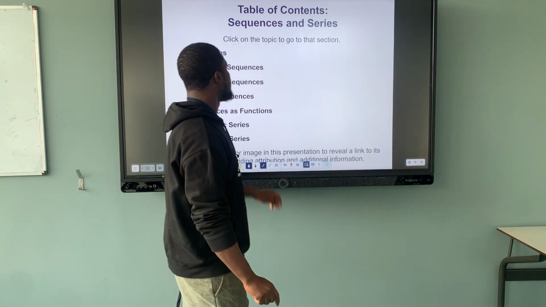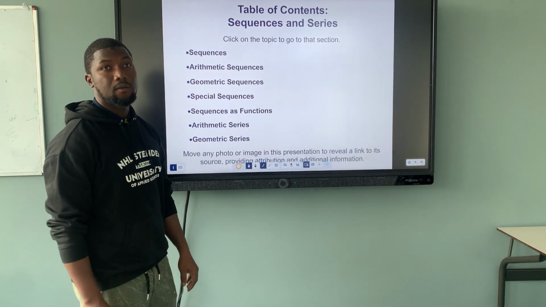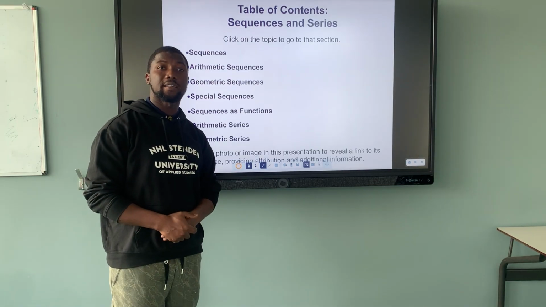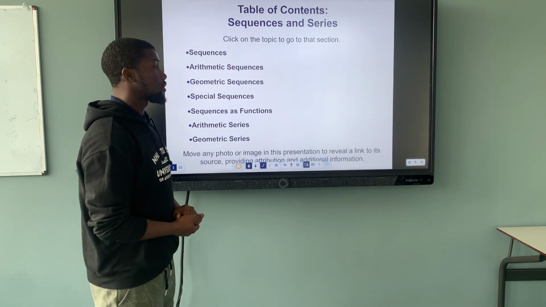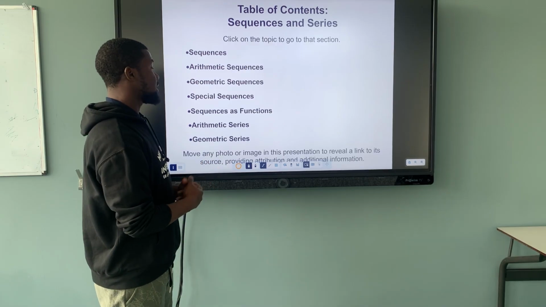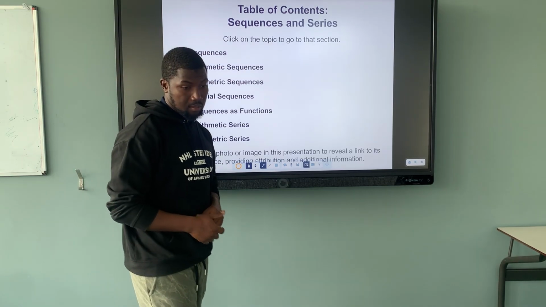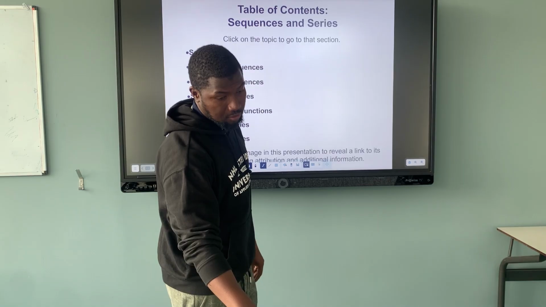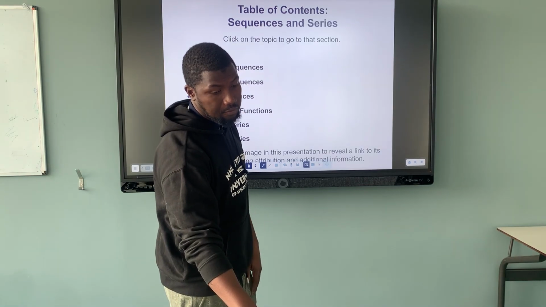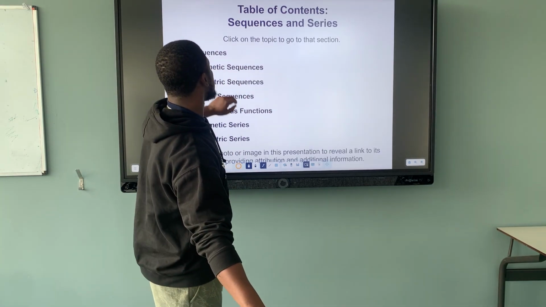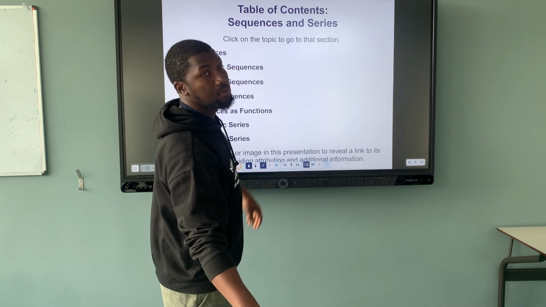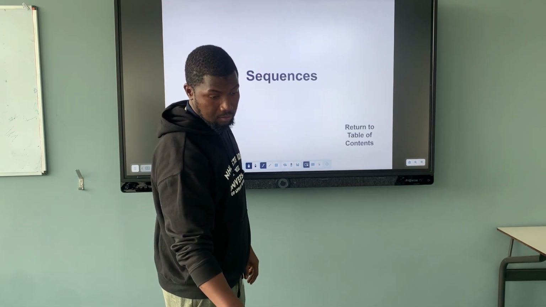So briefly, we are going to look at what sequences are and how you identify a sequence, how you recognize that a sequence exists or not. Then we will look at arithmetic progression. So that's the objective for today. We will look at sequences, and then later we'll be looking at arithmetic sequences.